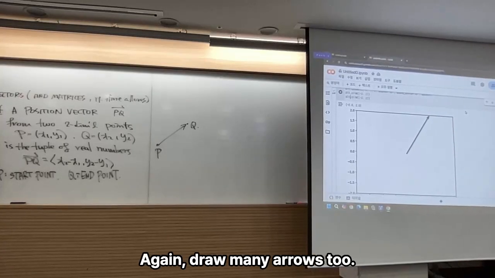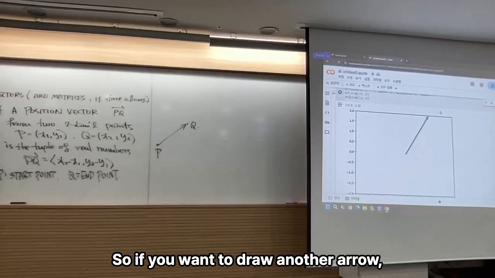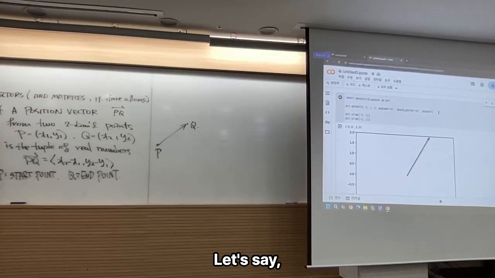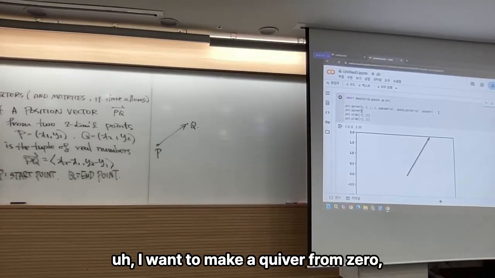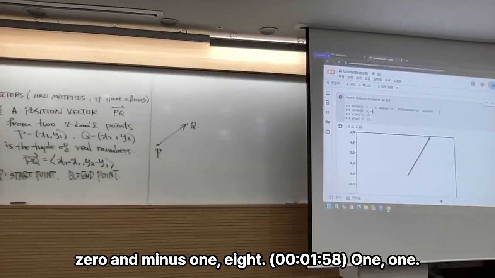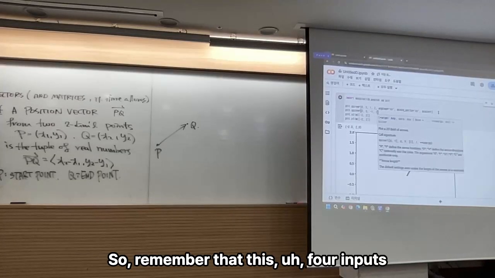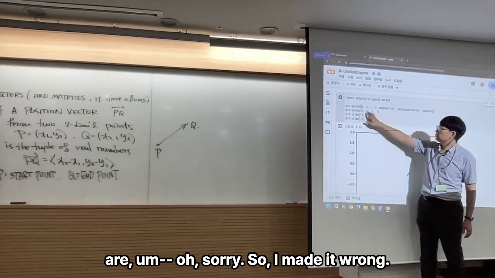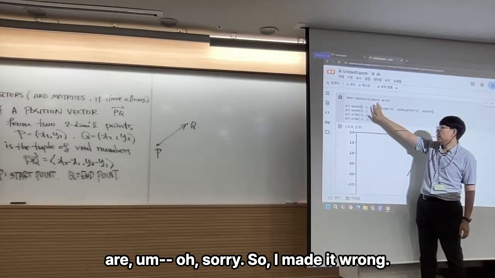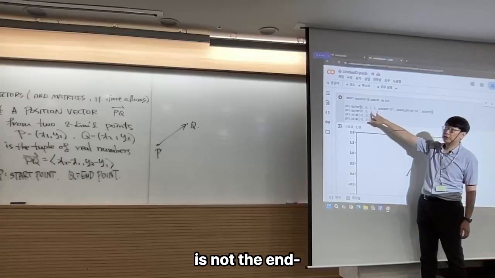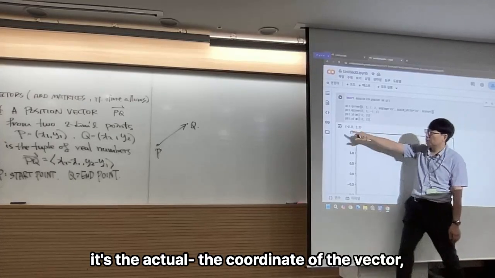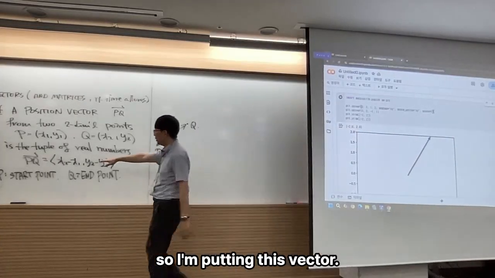You can draw many arrows too. If you want to draw another arrow, you can just put another quiver function here. Let's say I want to make a quiver from 0, 0 and minus 1 and 1. Remember that these 4 inputs are, sorry, I made it wrong. The second input is not the coordinate of the endpoint. It's the coordinate of the vector. So I'm putting this vector.